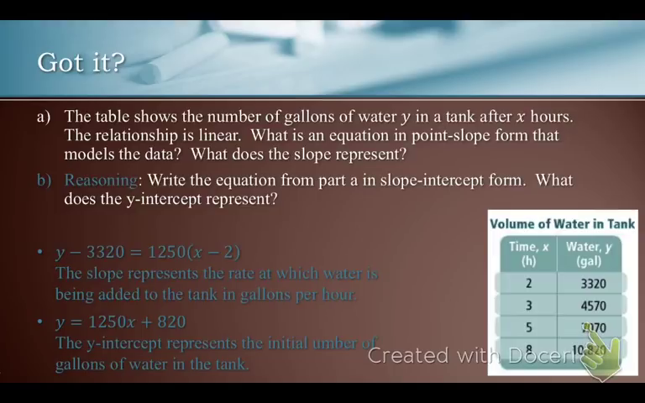The slope in this particular situation represents the rate at which the water is being added to the tank in gallons per hour. In part B, it asks me to take the point slope form and write it in slope intercept form, and so when you do that, you should get Y equals 1,250X plus 820. And the y-intercept, the 820, represents the initial number of gallons of water in that tank.